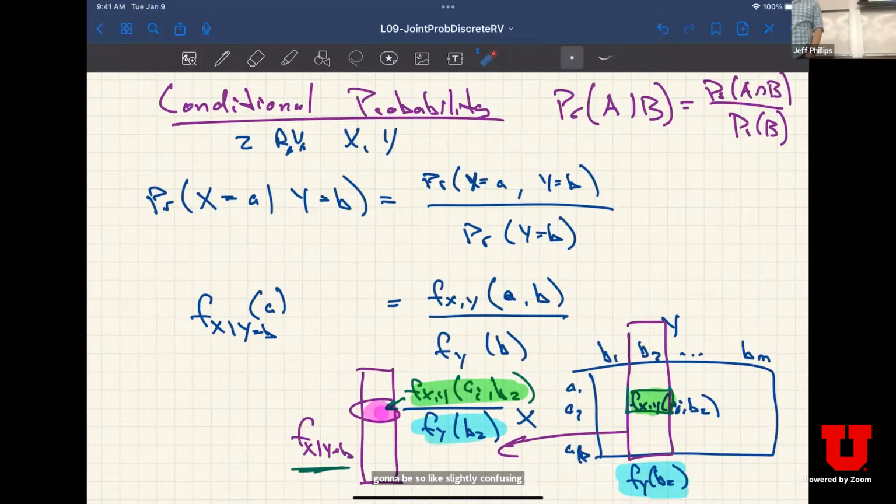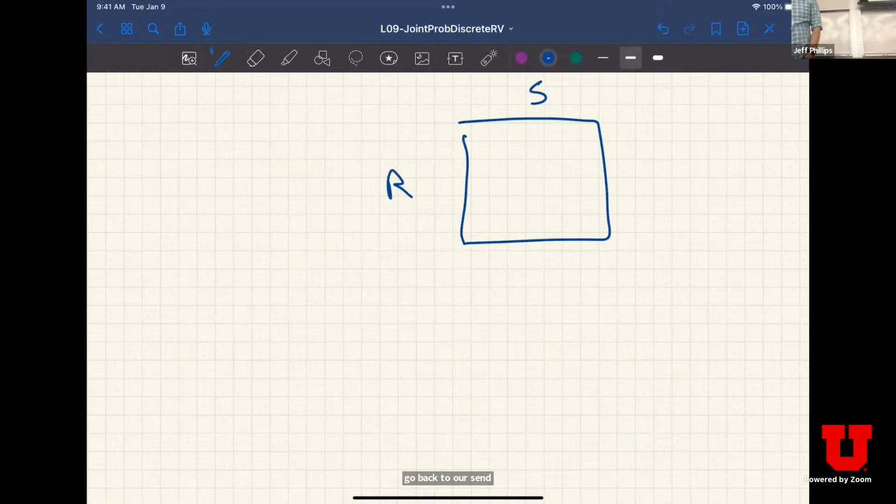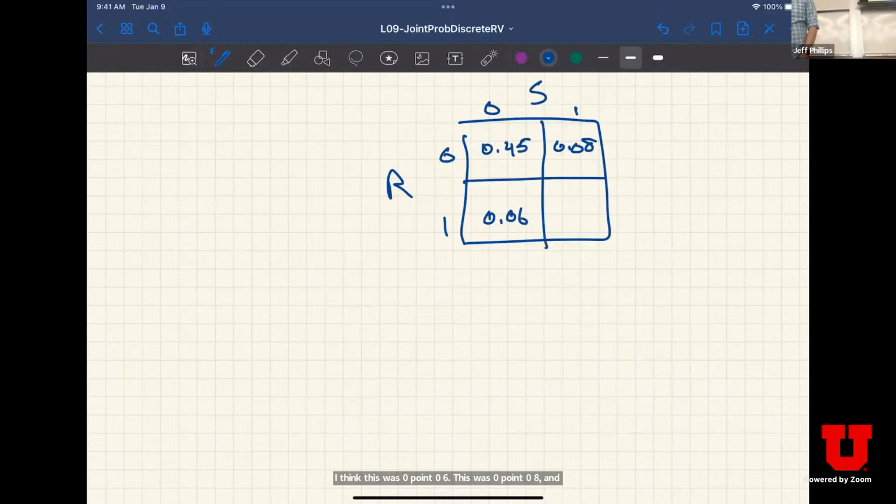All right, let me quickly do one fast example. Let's go back to our send receive bits. Receive, this was 0, 1, 0, 1. Let's see, I had 0.45. I think this was 0.06. This was 0.08, and that would make, what was 1, 1? This was 0.41.